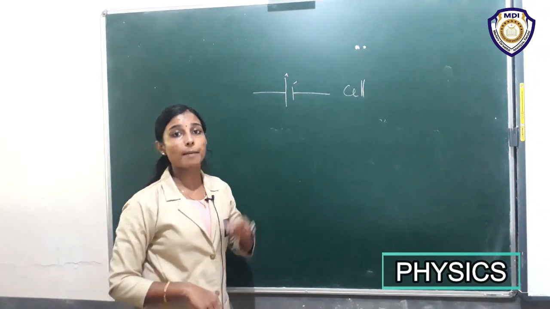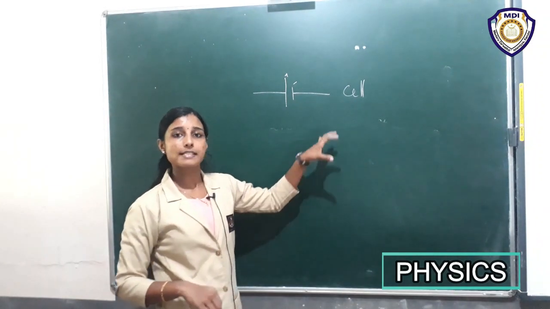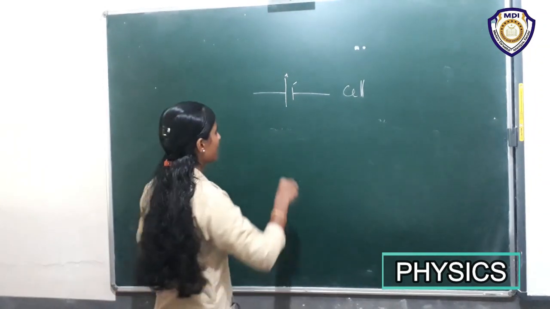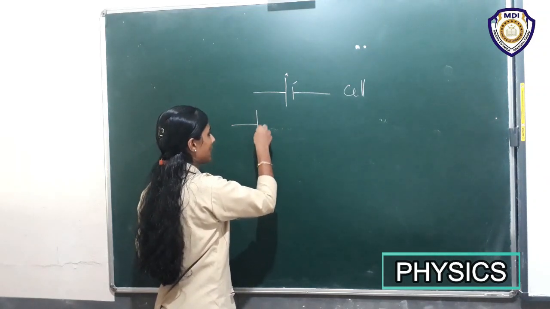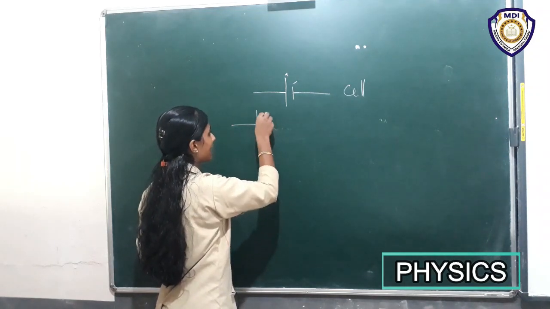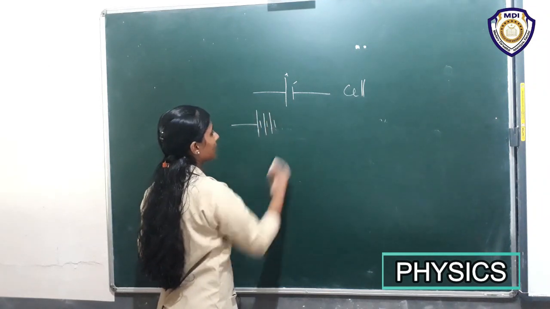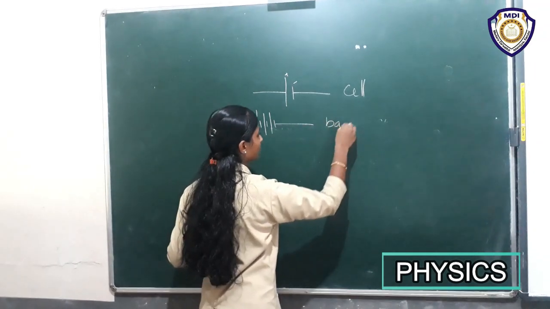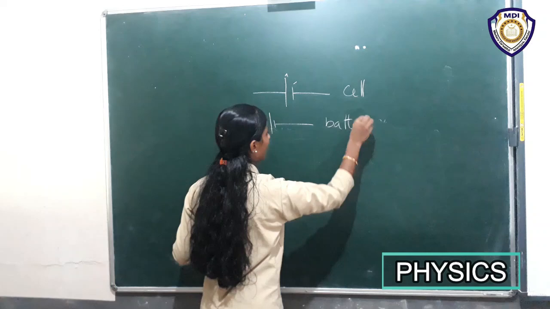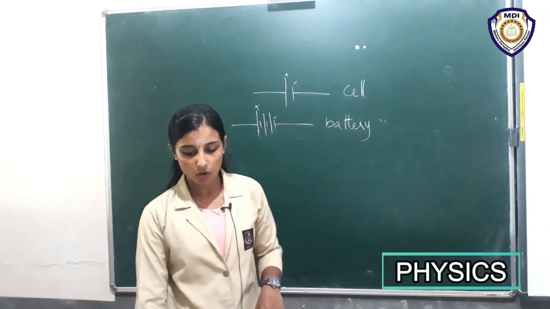And how can we represent a battery? A battery is a collection of cells, right? Two or more cells together constitute a battery. So a battery has one or more cells: this is one cell, this is another cell, and this is another cell, like that. So this is a battery. This also has positive and negative terminals.